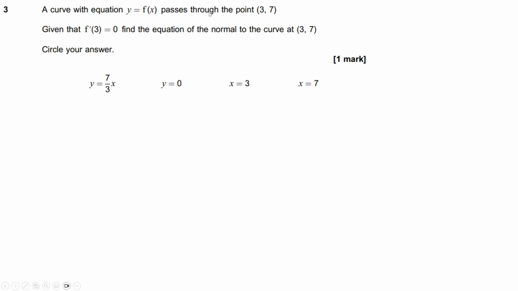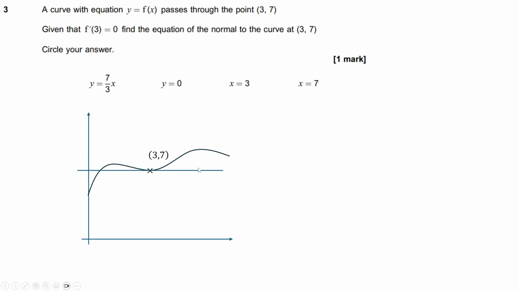This is more of a tangent and normal style question. So we've got a curve, y equals f(x), which passes through this point, and the gradient at 3 is 0 apparently, and we need the normal. If the curve looks something like this, and we've got this point here (3, 7), and the gradient is horizontal, so 0, then the normal would just be straight up like this. So that means it's just going to be the equation x equals 3. Because it's this line here, and that's the line x equals 3, so that's the answer.